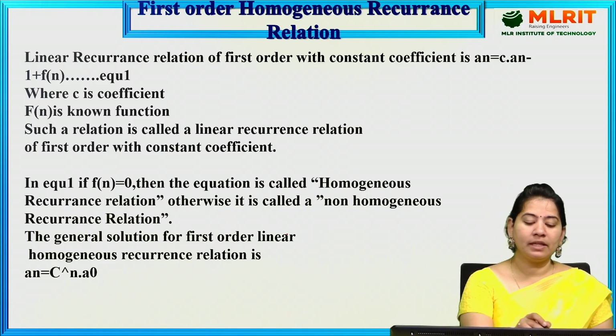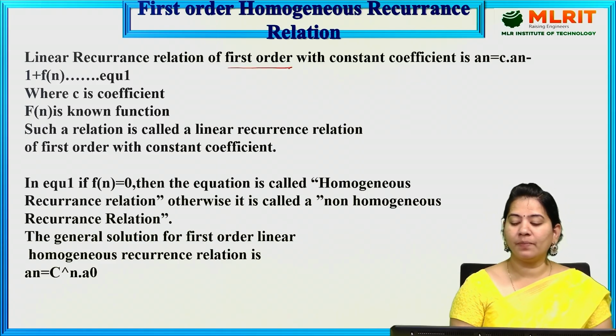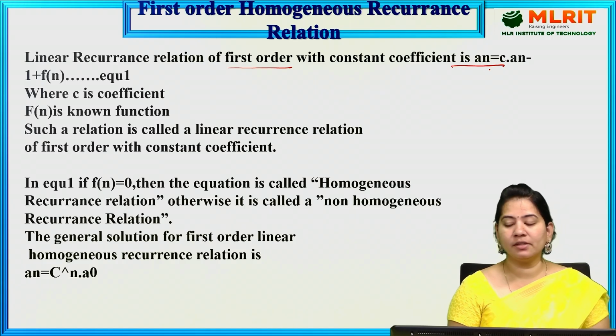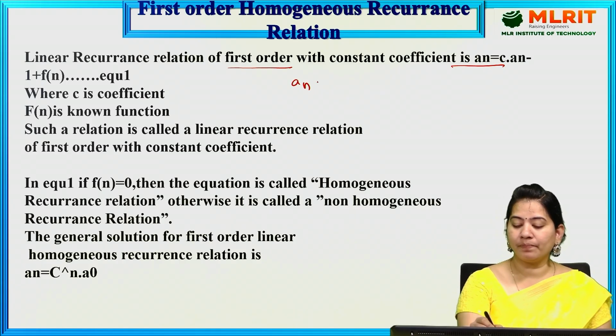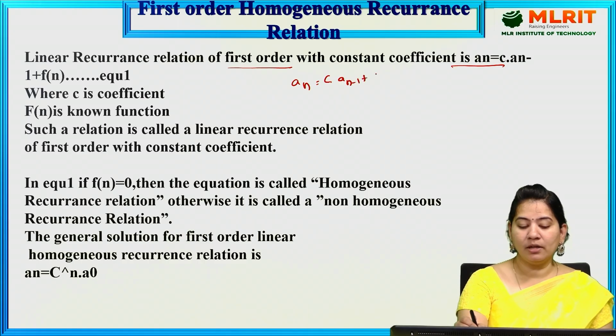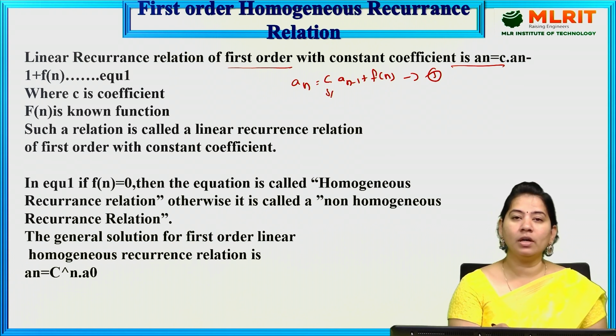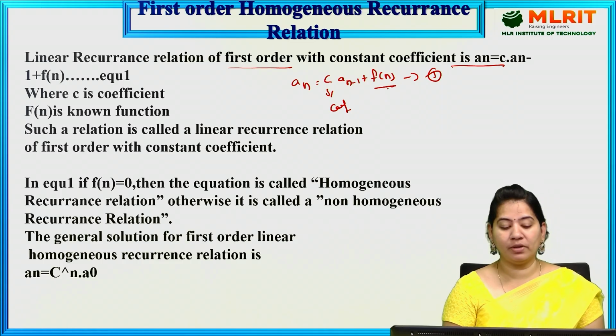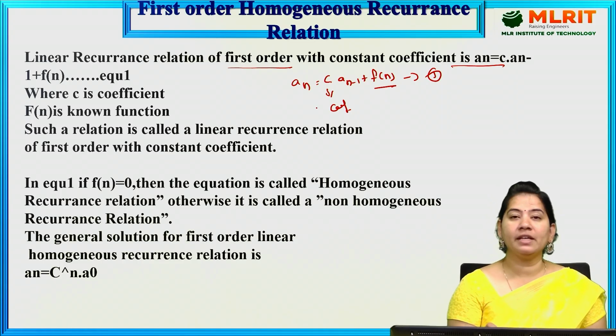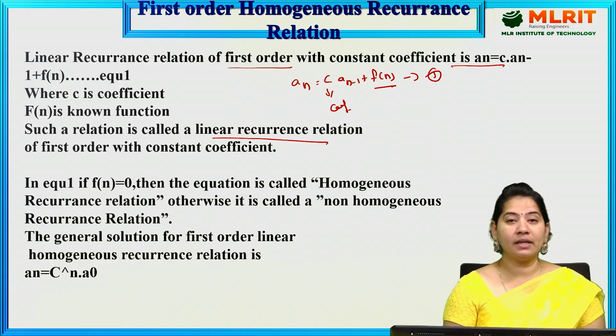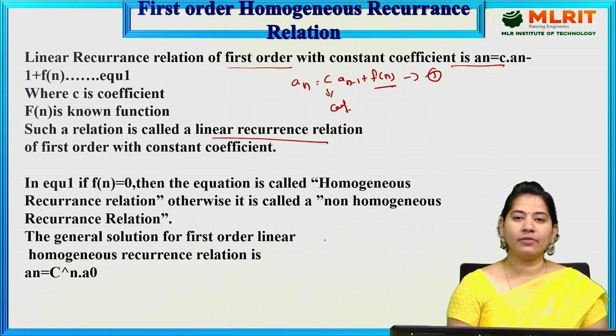Here, the linear recurrence relation of the first order with constant coefficient is a_n = c * a_(n-1) + f(n). Let us consider this as equation 1. Now, c is nothing but the coefficient, and f(n) is a known function. We can say this is a linear recurrence relation of first order with constant coefficient. This is just like a formula.